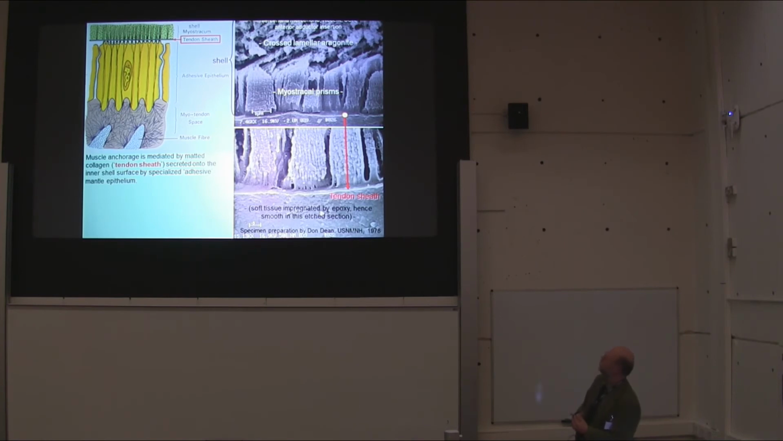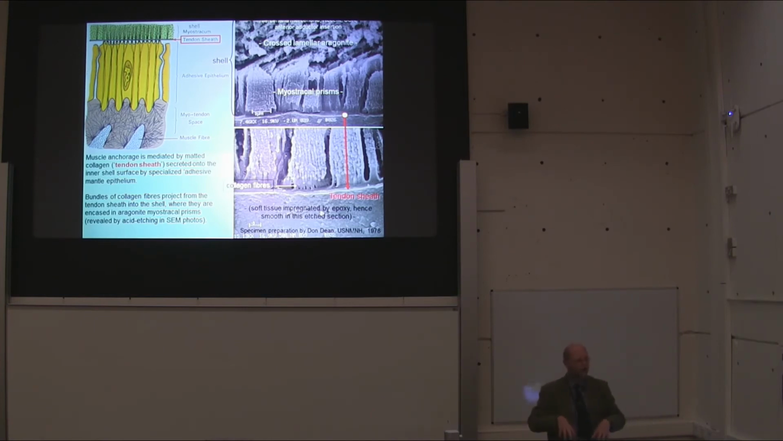And then I have acid etched the myophore prisms to which the tendon sheath attaches, and you can see where I have etched away the myophore prisms. You can see little collagen fibers which go up from the tendon sheath into the myophore prism. So that's how the tendon sheath, and therefore the whole system, is anchored to the shell quite firmly.